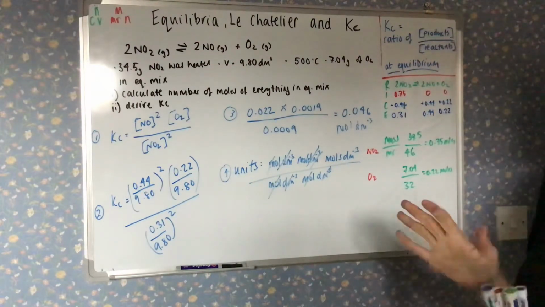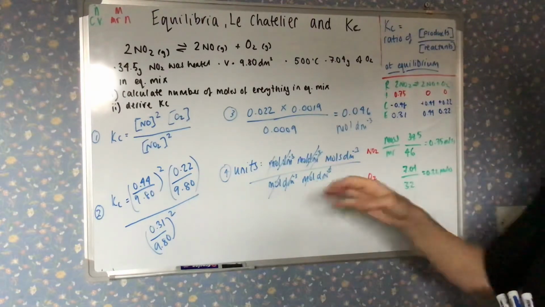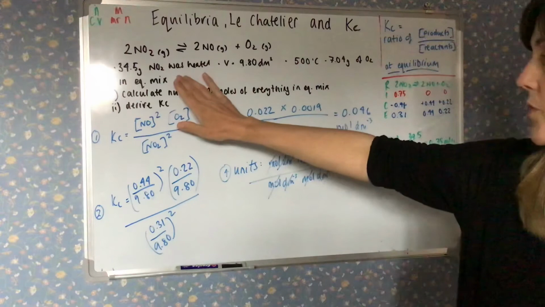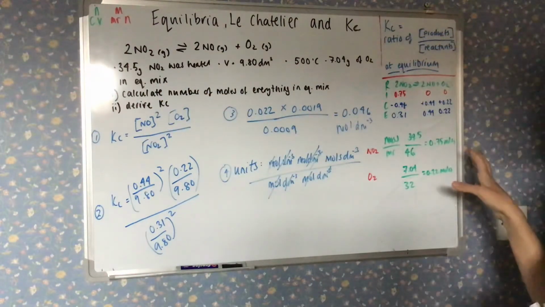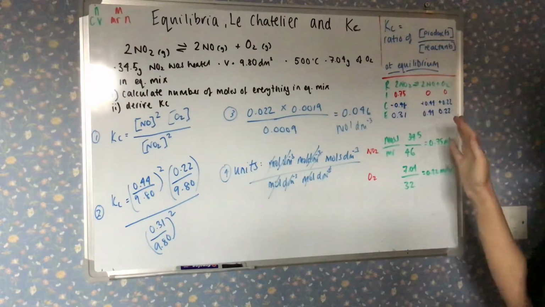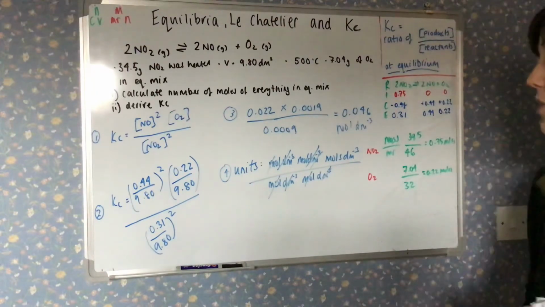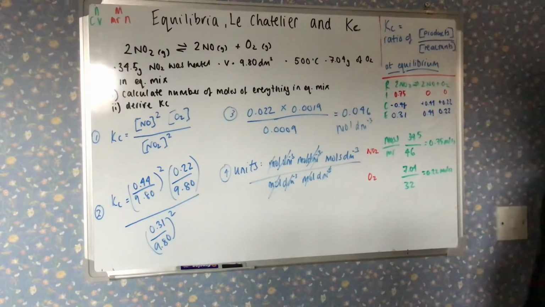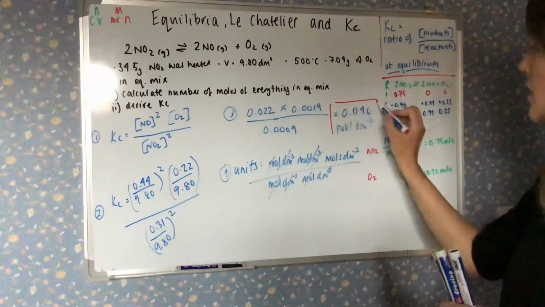Okay, so that is a really good practice question, because it's essentially asking you everything. It's asking you to work out moles from mass, it's asking you to calculate equilibrium moles when the stoichiometry isn't a 1-to-1 ratio, and then it's asking you to calculate Kc, and to calculate units where there are units. So that's a really, really good question to do.